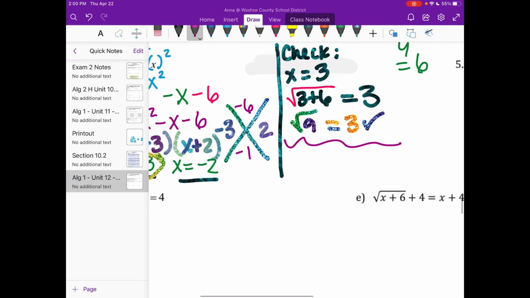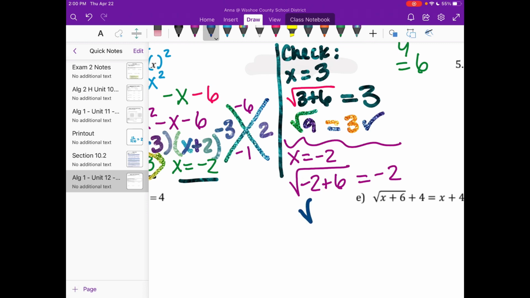So if I check negative 2 now, x equals negative 2. If I do radical, negative 2 plus 6 equals negative 2. Well, negative 2 plus 6 is positive 4, so square root of 4 equals negative 2. Well, is the square root of 4 negative 2? If you put it in your calculator, it is not. So negative 2 does not work.